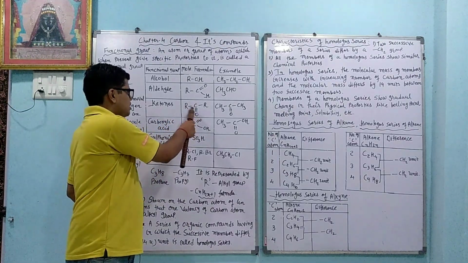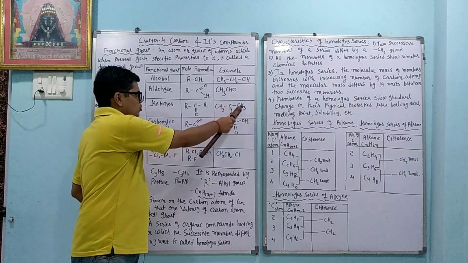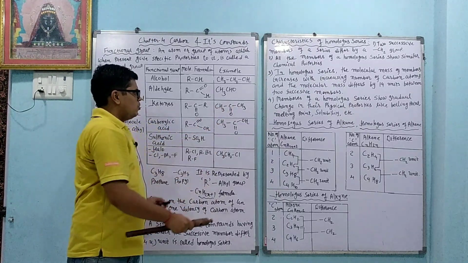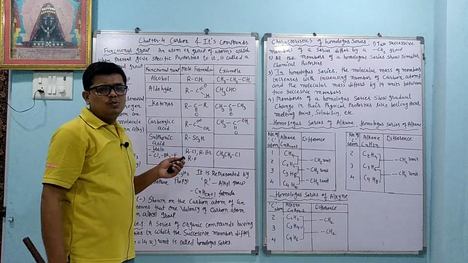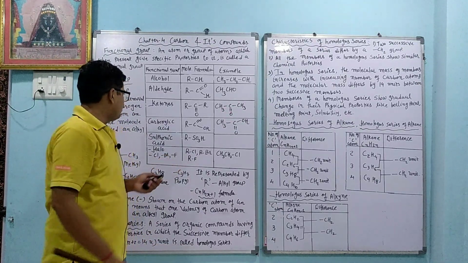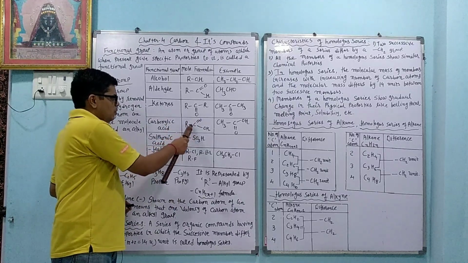Okay, the CO group is present between two methyl groups, with 1, 2 and 3 carbons: propanone. Propanone is the IUPAC name, and the common name is what? Acetone, the nail polish remover.